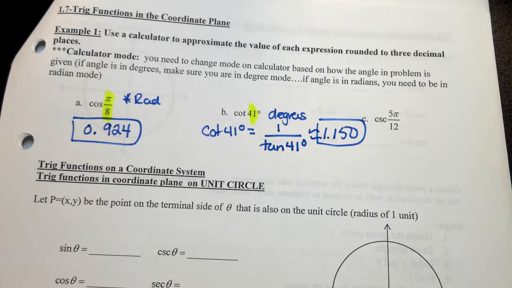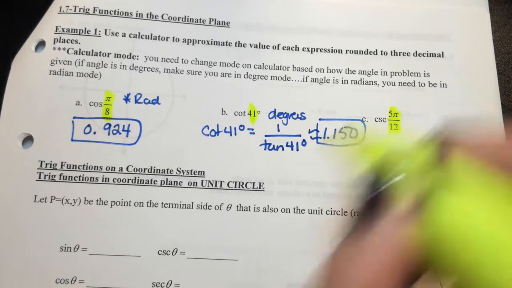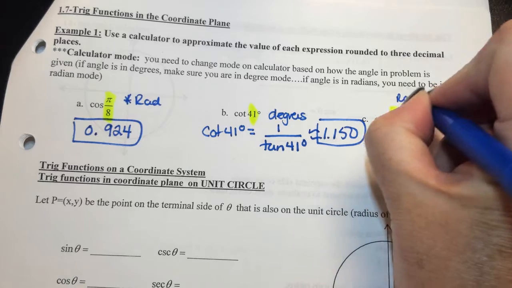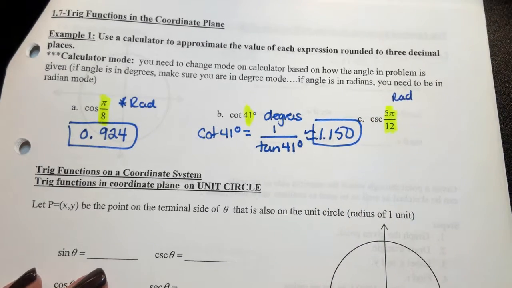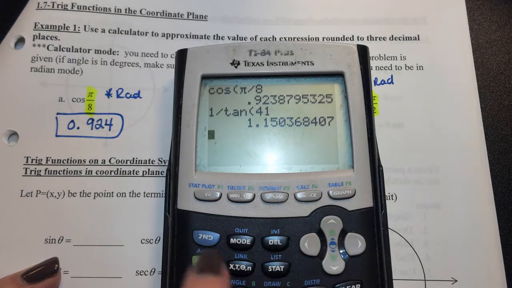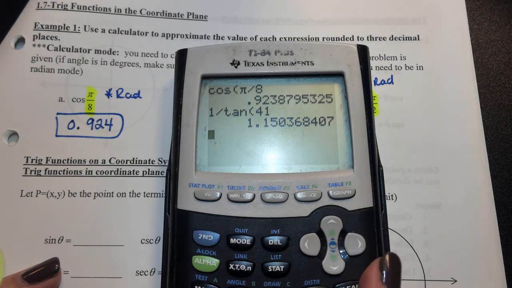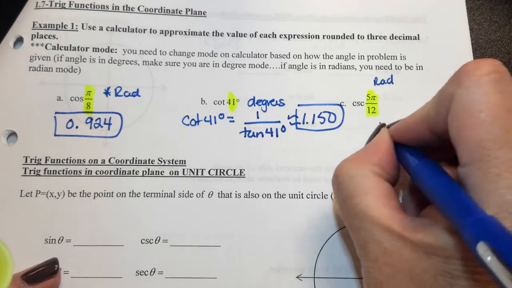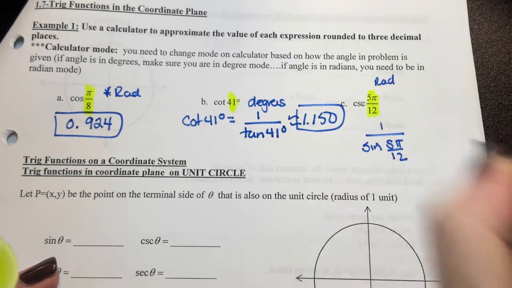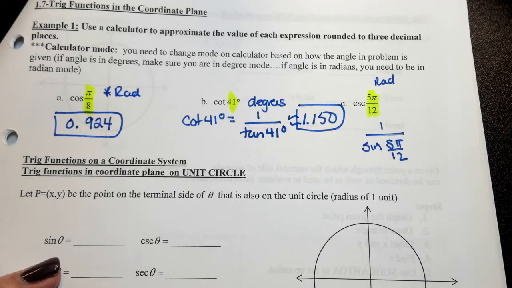Let's look at C. First of all, establish what unit of measure is the angle. Is that radians or degrees? Radians. And what is cosecant the reciprocal of? Cosecant's the reciprocal of the what? Sine. Again, you're not going to hit second sine. That's a no-no. That's not cosecant. So what you have to do is rewrite this as 1 over the sine of 5 pi over 12. Again, make sure you change your mode on your calculator to radians.